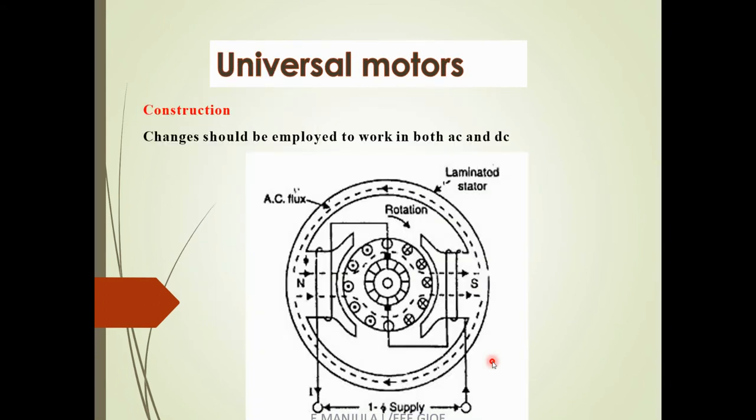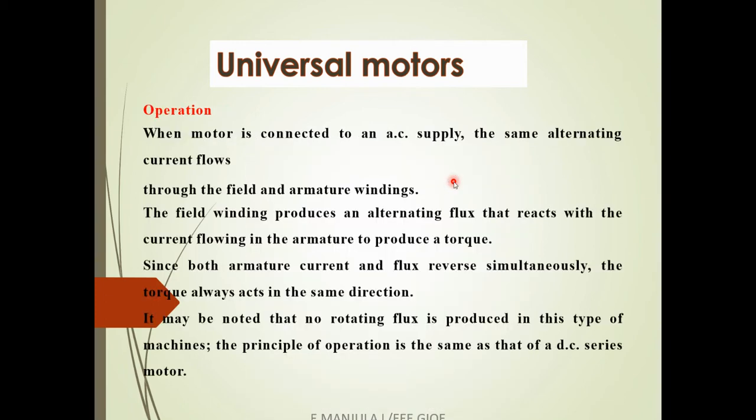The next is the universal motor, its constructional details. Changes should be employed to make it work on both AC and DC. A universal motor is a motor which runs on AC as well as DC without its performance being affected much. This is the universal motor, with AC flux, rotation and laminated stator.